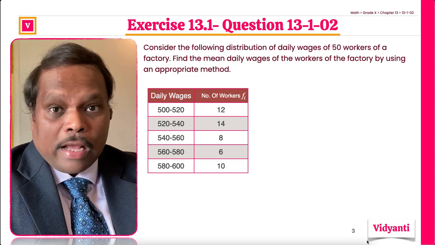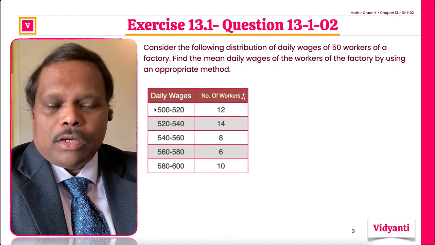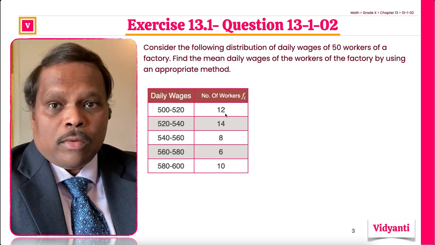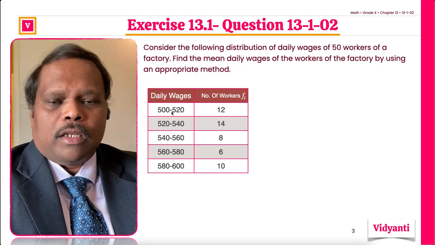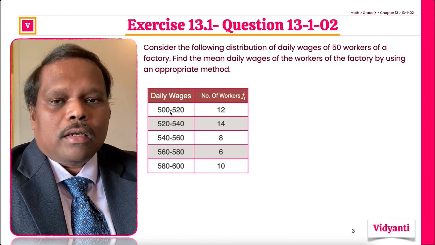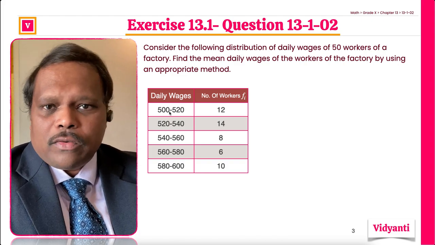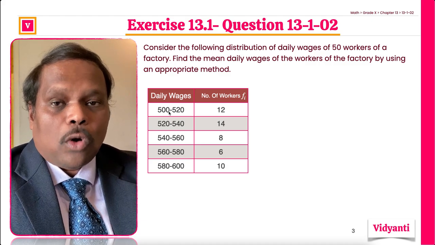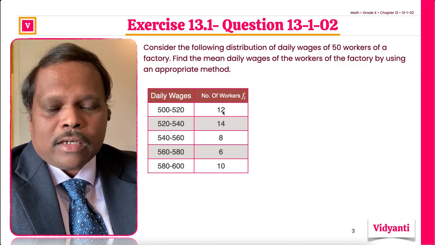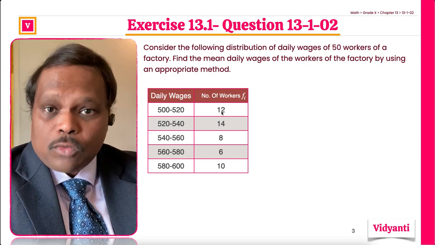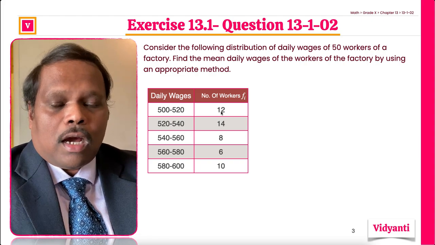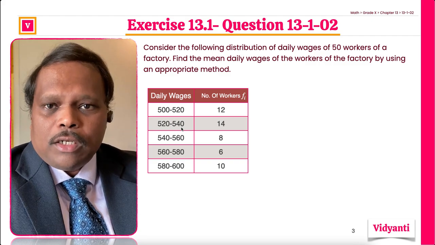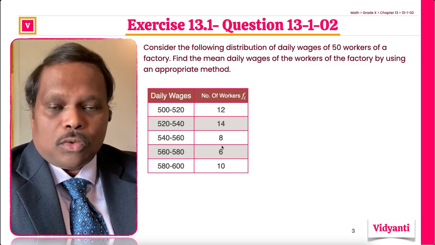We have certain class intervals. Between 500 and 520 rupees per day, there are 12 workers. They earn this much money. Are they earning exactly 500, exactly 520? We don't know. Anywhere in between this class interval. So we do not know the exact value of the daily wages of these 12 workers, but we know that they are, whatever they are, in this range. Similarly, 520 to 540, we have 14 workers and so on.